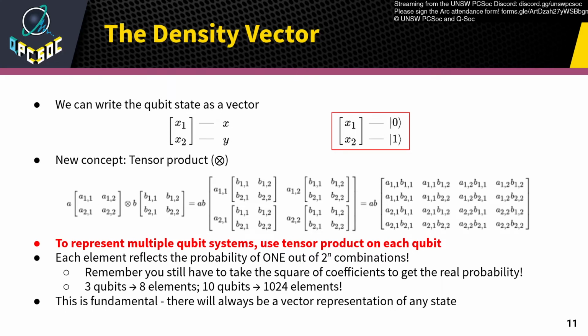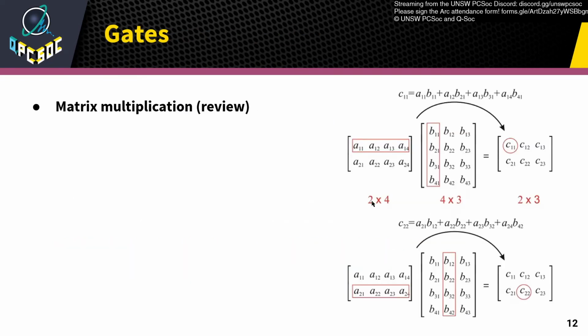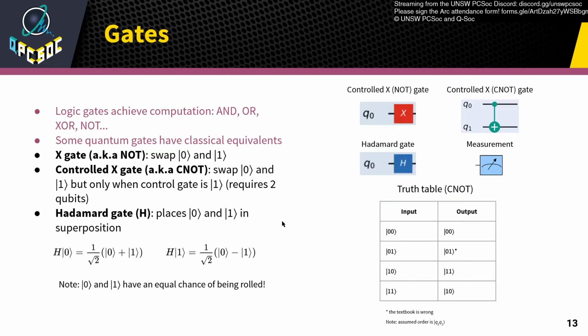The good thing about density vector is that it's fundamental. There will always be a vector representation of any state. So if you're going to do this at home, then you just use a density vector as a fallback. Well, I personally do that, and it works every time. Moving right along. Matrix multiplication. I'm not going to review it. We're just going to do it.